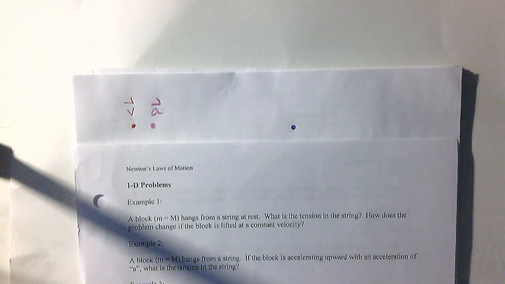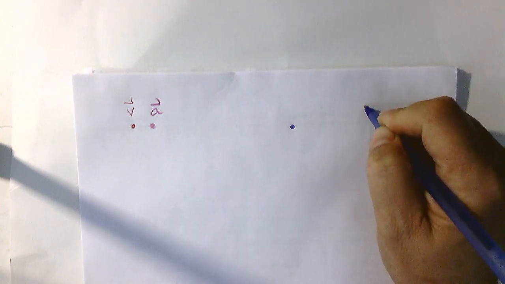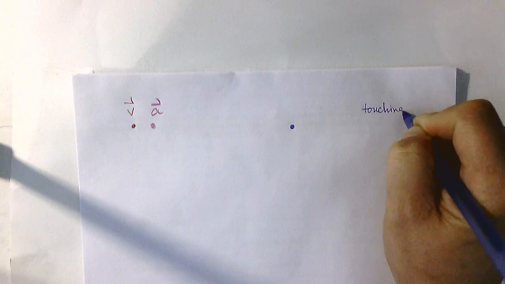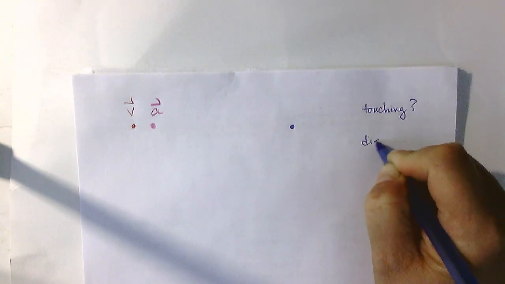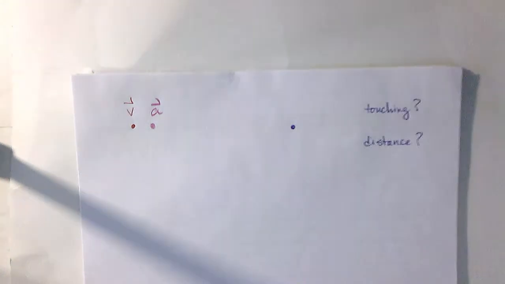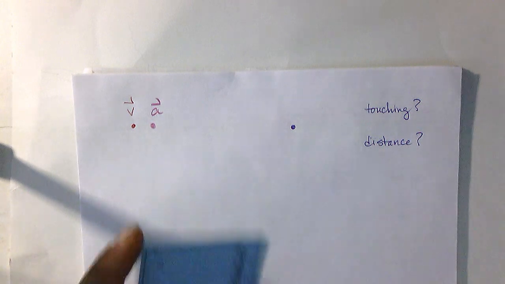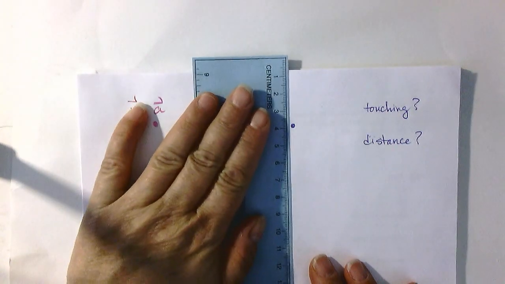Okay, so if we look at the problem here, it says a block hangs from a string at rest. What is the tension? Okay, so the first thing we're going to do is answer the two questions. What's physically touching? And what's acting at a distance? Okay, so what is physically touching? The rope. What's acting at a distance? The earth. Are we in equilibrium? Yes, we're at rest. Okay, so I know I have two forces, and I know that they have to be equal in magnitude but oppositely directed so that I am in equilibrium.